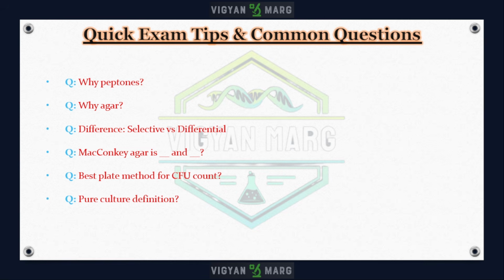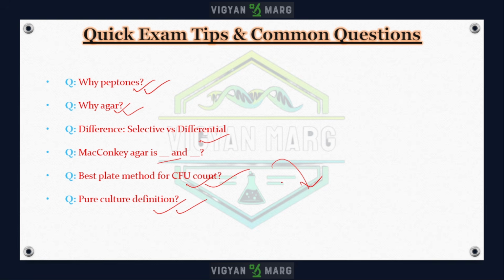Okay, and common questions you can see here. Why are peptones used in the media? Okay, you can give me the answer in the comment box. And why is agar used as a solidifying agent? Difference between selective and differential media. MacConkey agar is a dash and dash. Okay, which plate method is best for CFU count? Okay, and what is pure culture? Definition of pure culture. Comment down these answers.